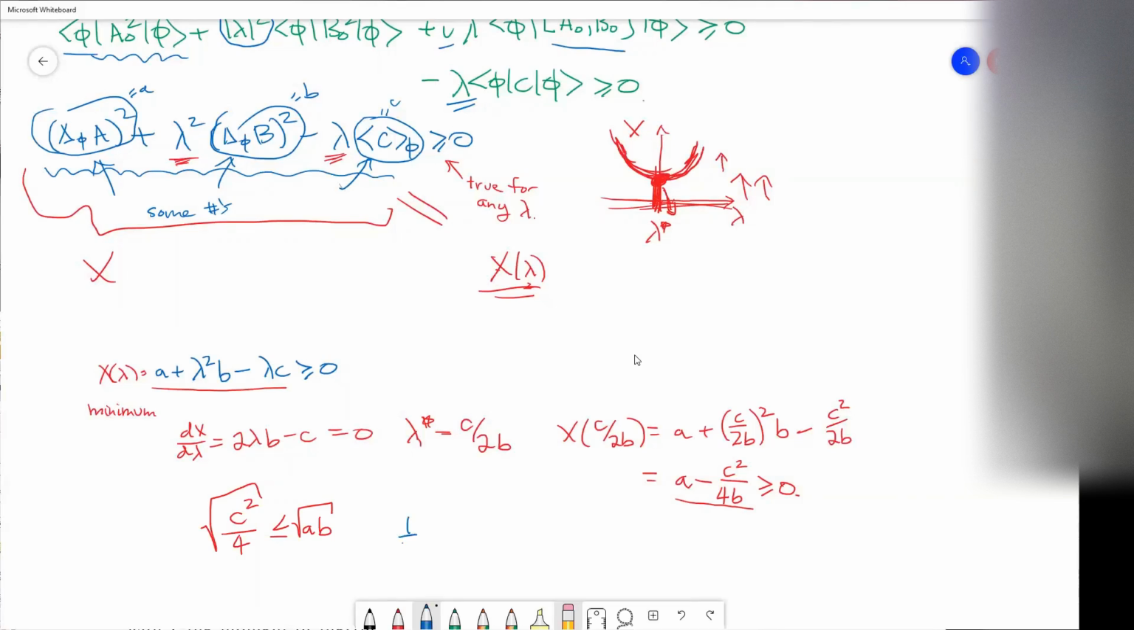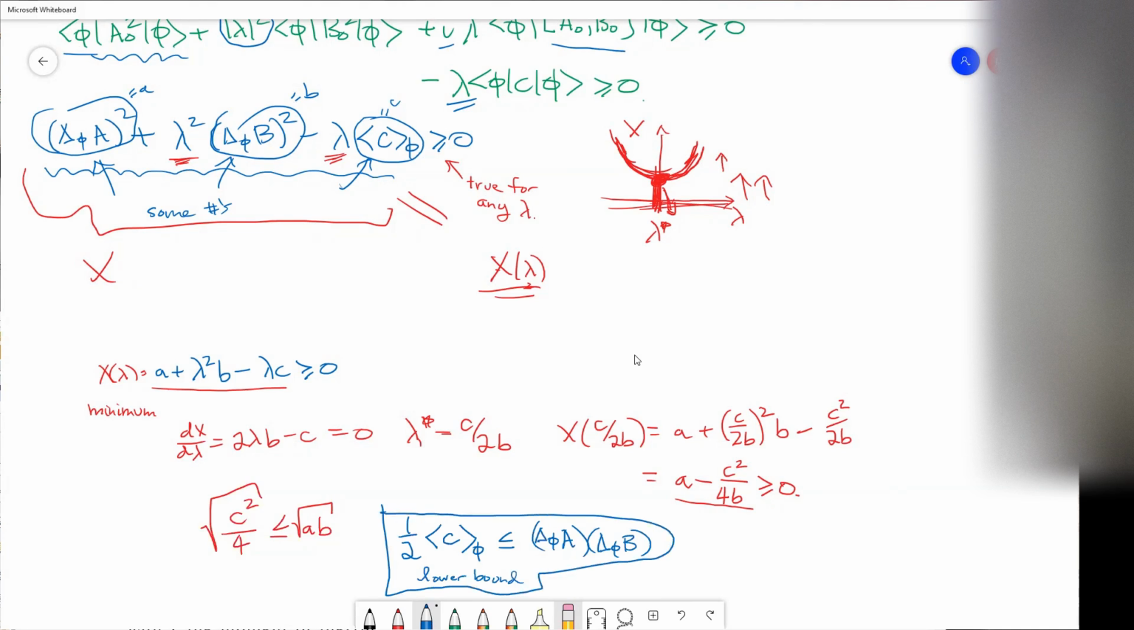So you get 1/2, and what was little c? That was just the expectation value of that commutator piece. It has to be less than or equal to... this provides a lower bound on the product of the fluctuations. This is the delta phi. So the square root of a is just delta phi a, times delta phi b.